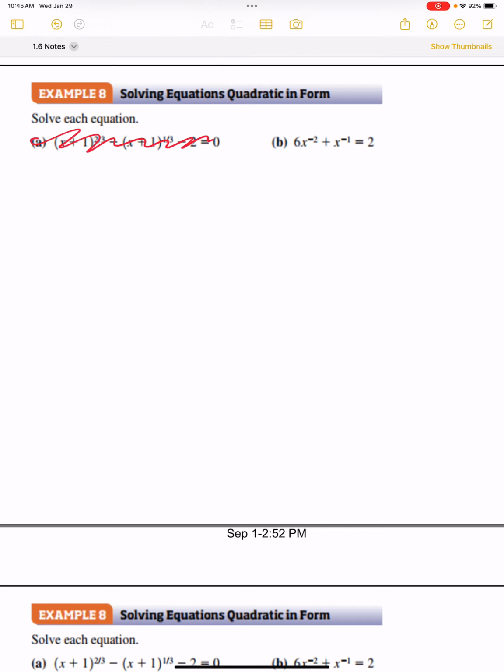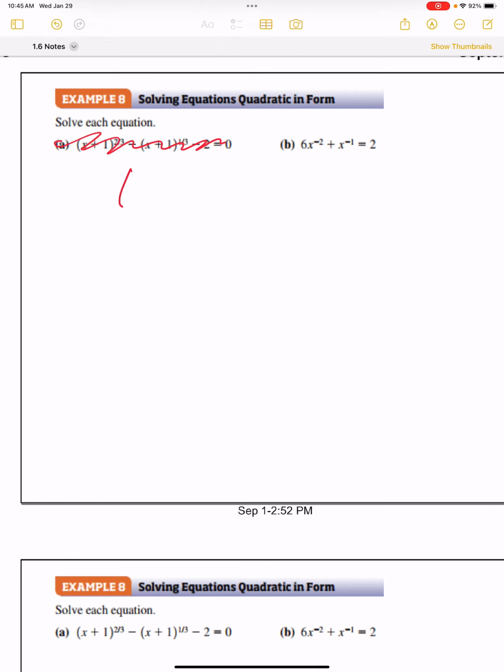I'm looking at this, and first I'll get it all set equal to 0. So 6x to the -2 plus x to the -1 minus 2 is equal to 0.